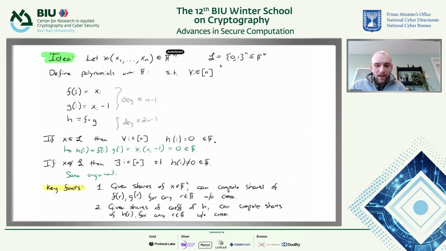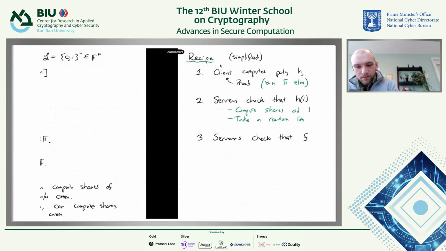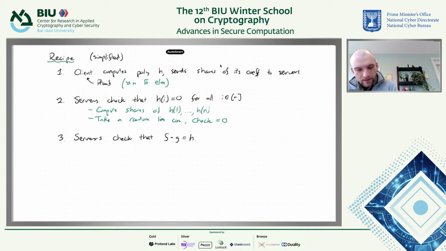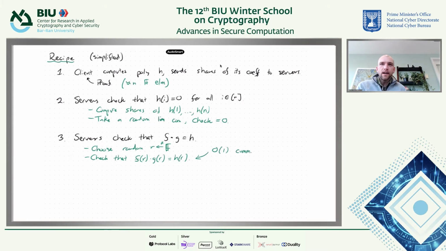So the last step here, and then I'll try to go back and explain why this works, is they use a randomized polynomial identity test. The servers choose a random r in the field, and they check that f of r times g of r equals h of r. This only requires a constant amount of communication, because polynomial evaluation and interpolation like this can be done for the most part locally.